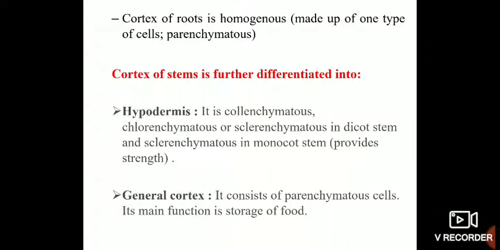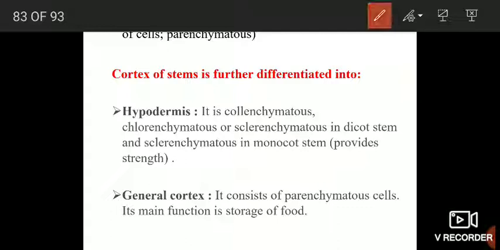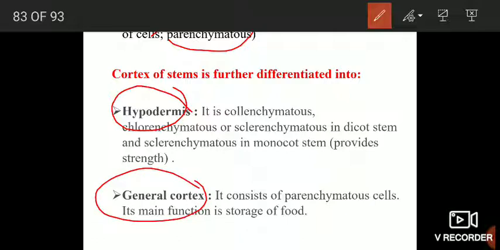The cortex of roots is homogeneous. This is very much important. It means the cortex of roots is made up of only one type of cells, and these cells are parenchymatous. However, in case of stems, the cortex is further differentiated into distinct zones. The first one is hypodermis, second one is general cortex, and third one is endodermis. First of all, hypodermis.